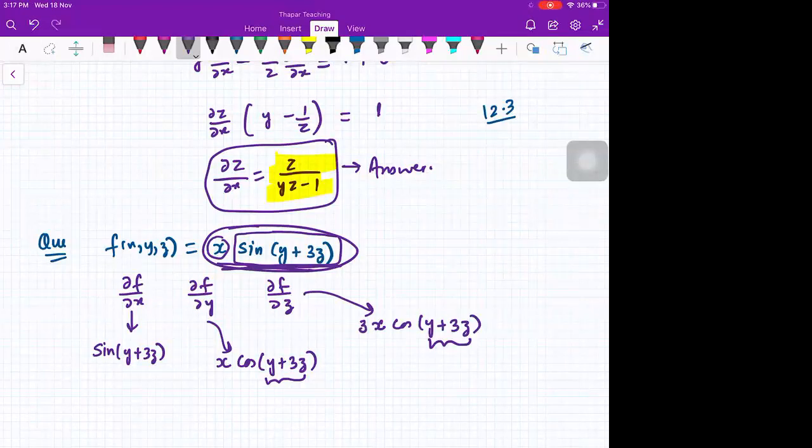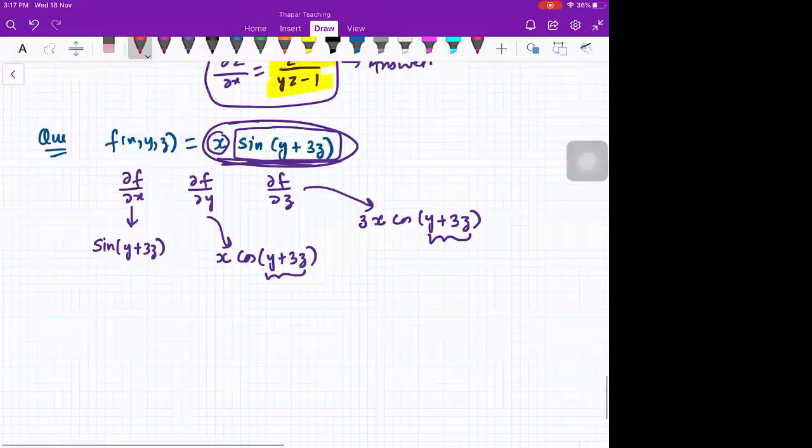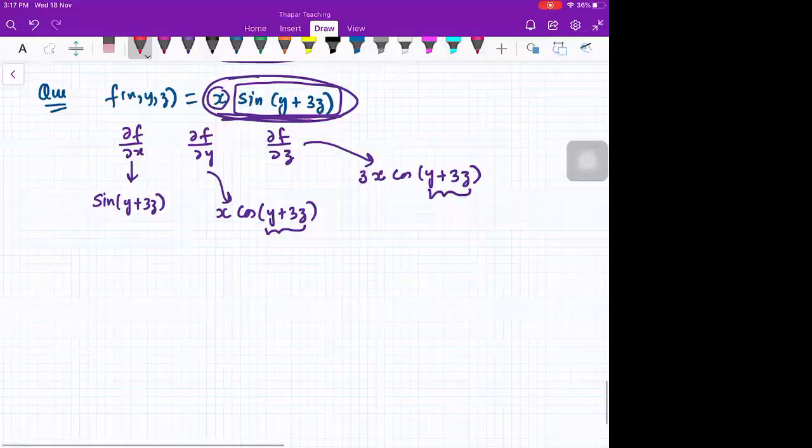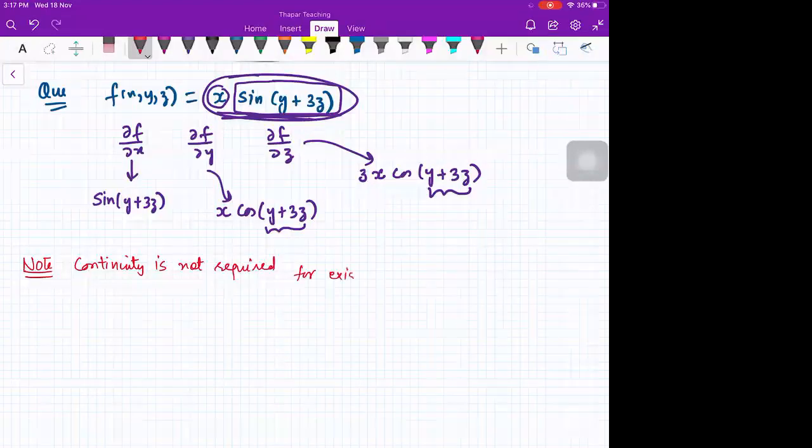Now, this one thing I want to tell you, this is important. Note: continuity is not required for existence of partial derivatives.